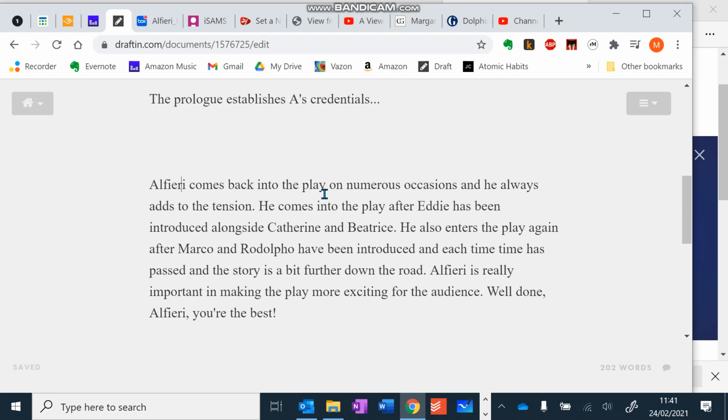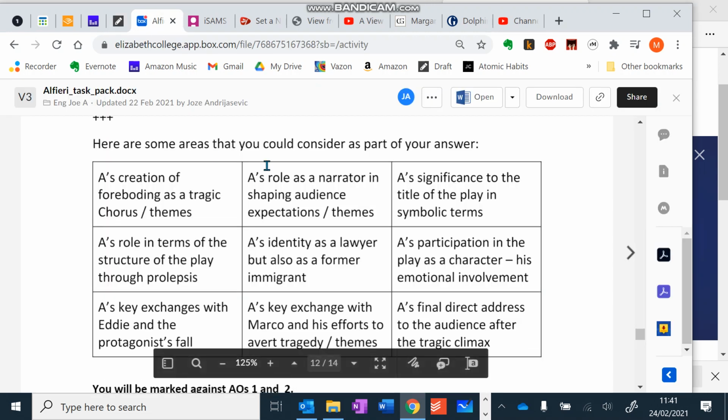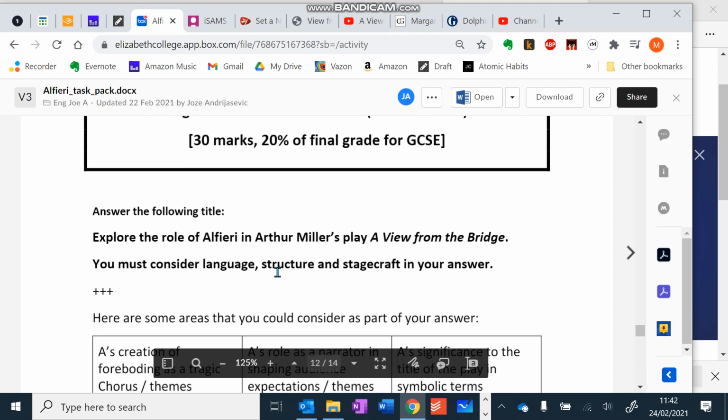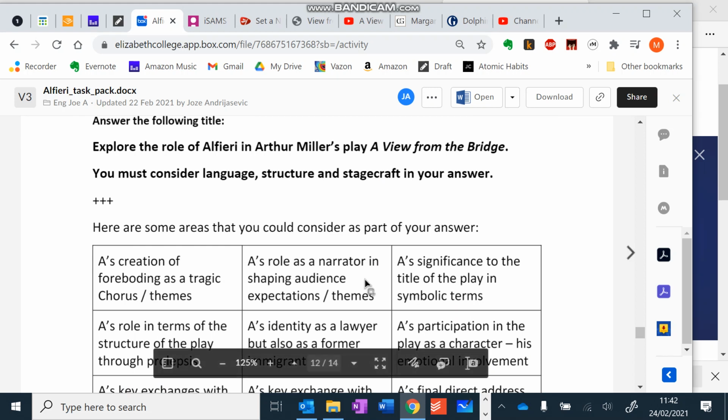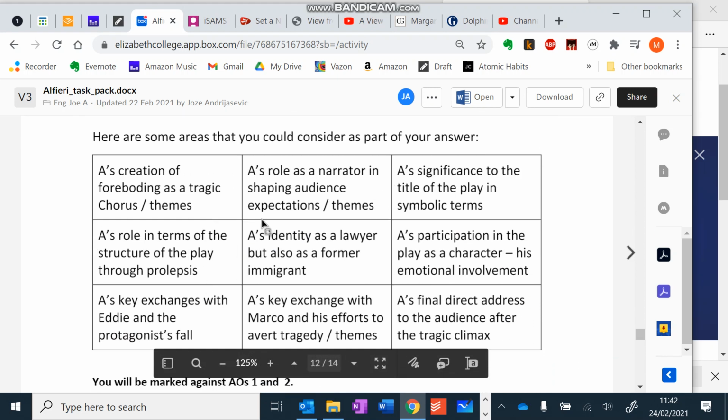So on the exam, you'll see it's looking for language, structure and stagecraft. How can you integrate those elements and really show your expertise? So the paragraph I'm going to look at is probably this one here. So don't forget, these boxes tell you all the different elements you could include for focus. You don't have to include every single one, but probably a good number of them will find their way into your essay. Alfieri's role in terms of the structure of the play through prolepsis. Okay, so that's what we're going to look at.